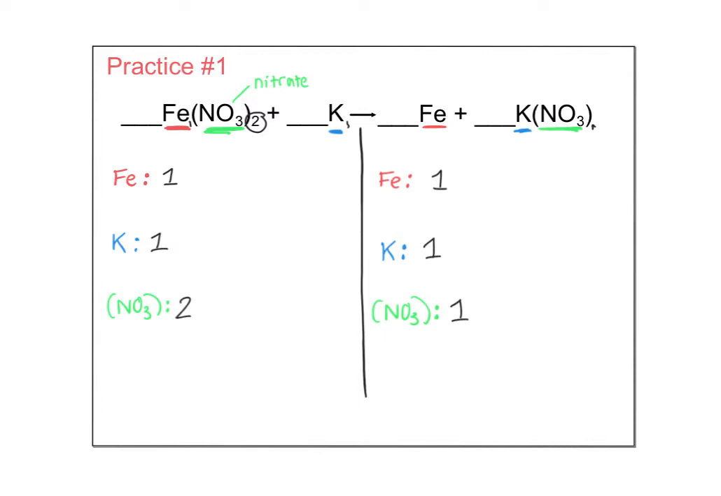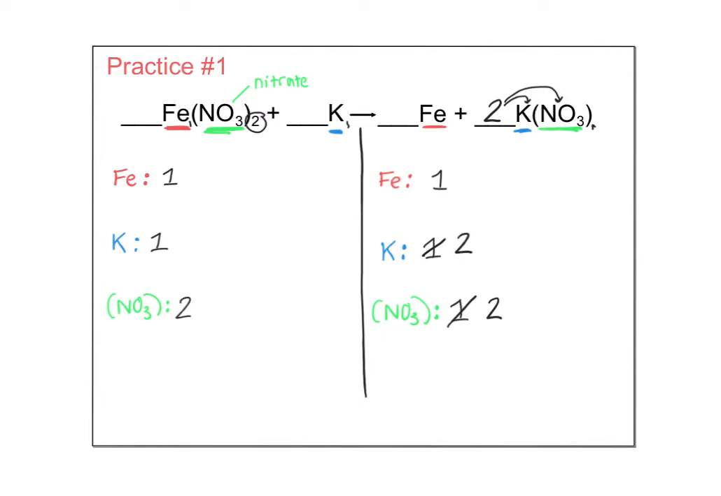So I need to get 2 nitrate groups on this side. The only way to do that is by adding more of what's already there. So here's what I'm going to do. I'm going to put a big 2 in front of this whole chemical. What that does is now that gives me 2 of the nitrates, because this 2 applies to this guy, but it also gives me 2 of the potassiums.